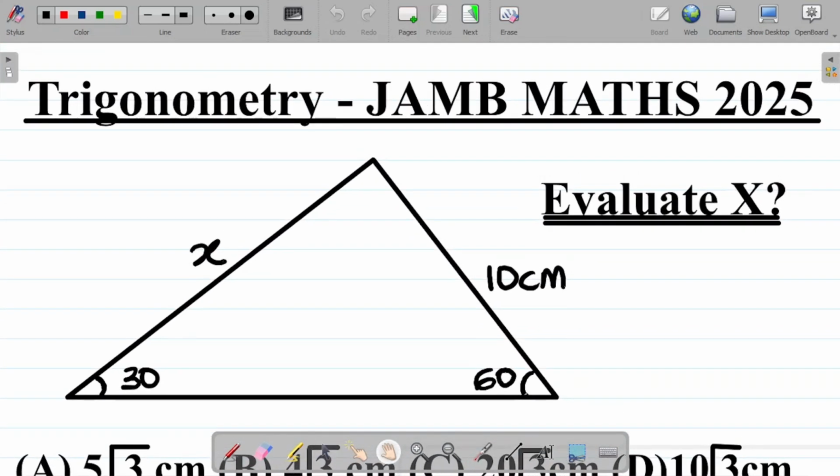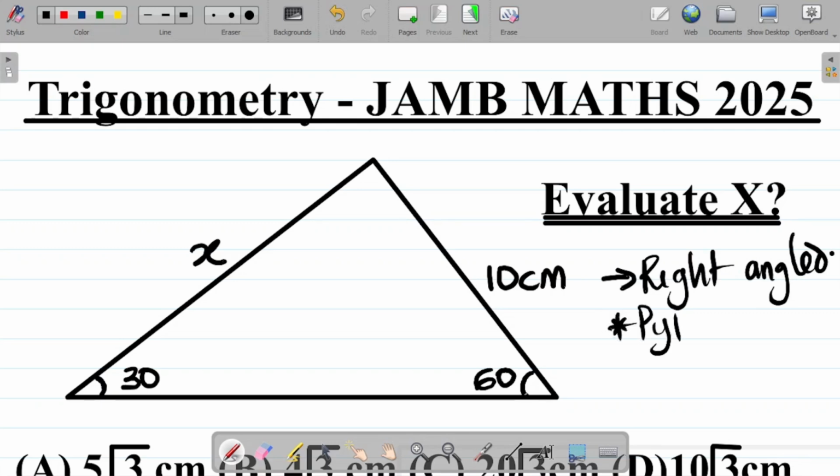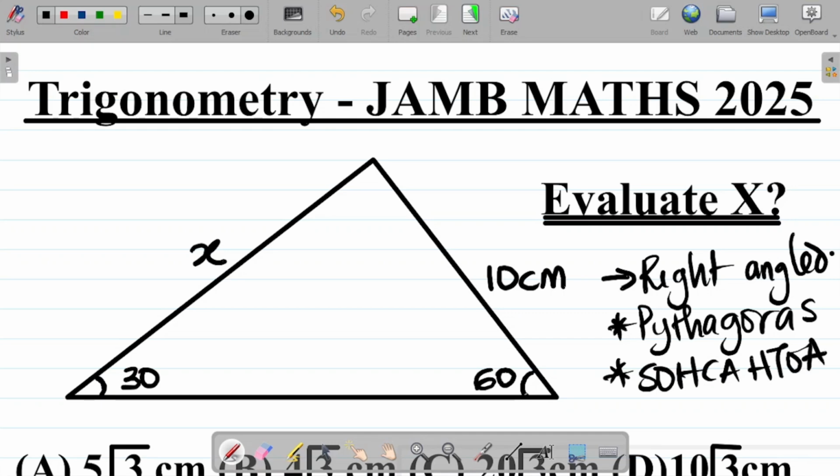Something for you to notice is that there are several ways of considering a triangle. The first thing is to check if the triangle is right angled. If the triangle is right angled, then we could use Pythagoras theorem. Also, we could use the concept of SOHCAHTOA. So if it is a right angle triangle, we could use either the Pythagoras theorem or the SOHCAHTOA concept.